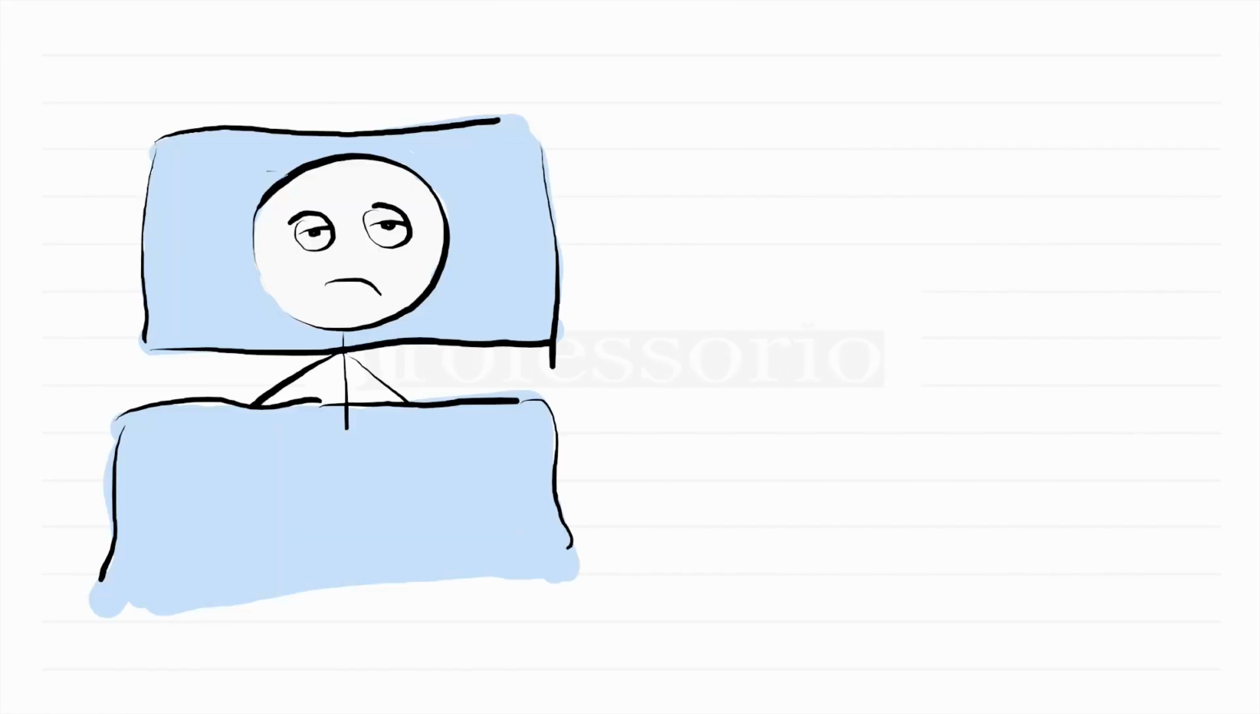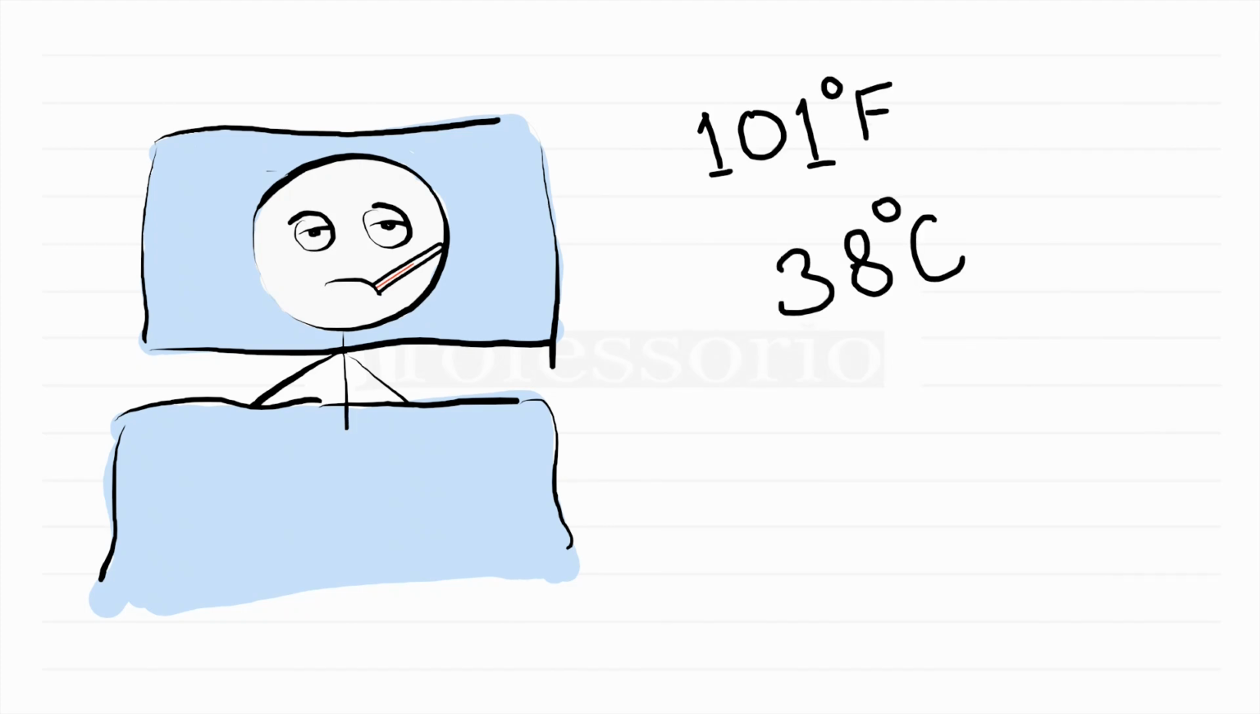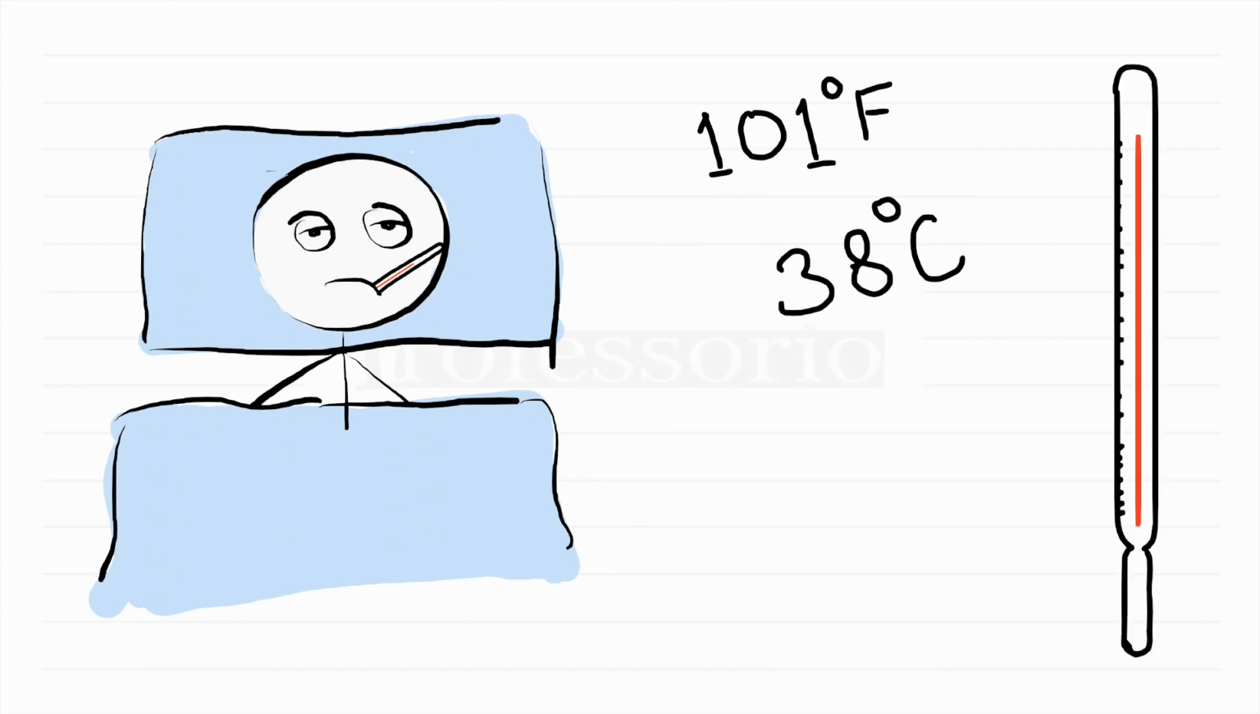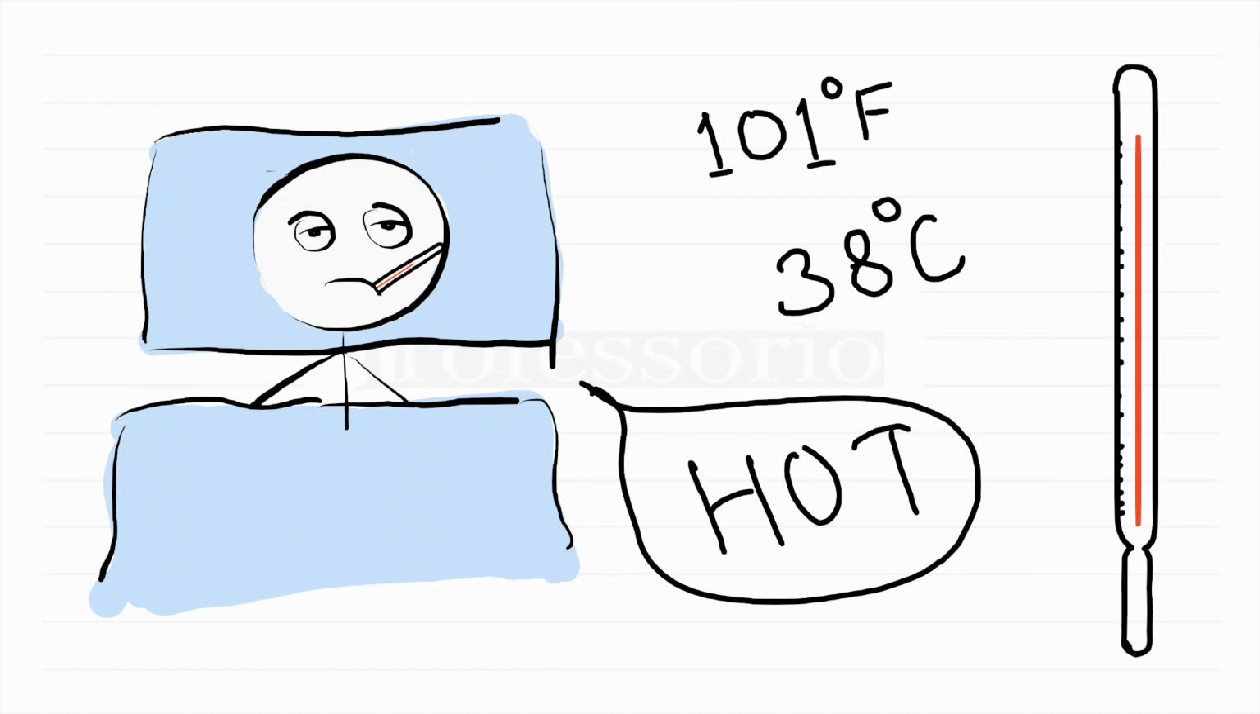When you feel feverish, you grab a thermometer. It gives you a number: 101 degrees Fahrenheit or 38 degrees centigrade. But have you ever wondered how this tiny glass tube knows how hot you are? What exactly is it measuring?